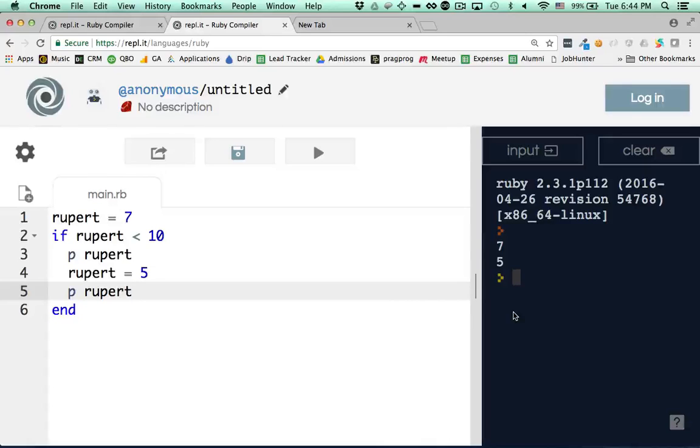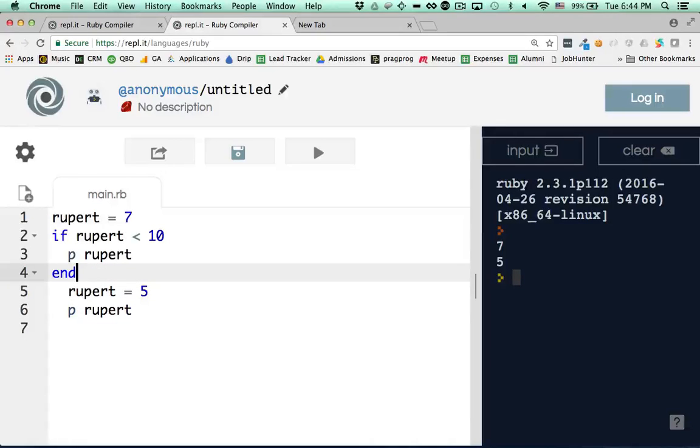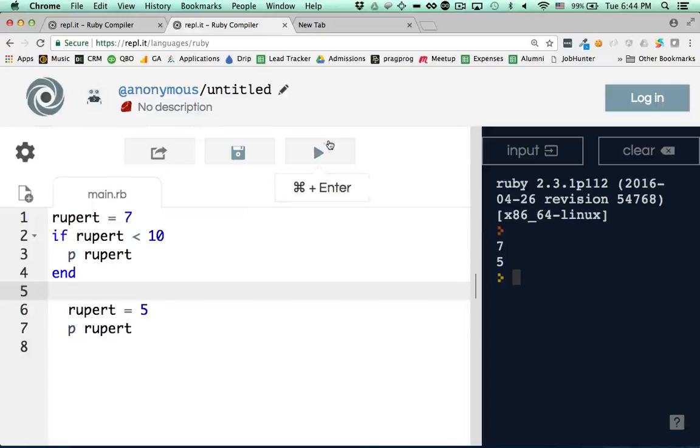Nothing really new here. It's just something you've never seen before, at least in this class. Any questions about that? Yeah? Is there a reason why you would want to do this instead of just putting the end right after line 3, with the output equals Rupert, and then Rupert equals 5 and print Rupert, and run the same? So where should I put the end? Right after line 3. Here? Yeah, the code will run the same.